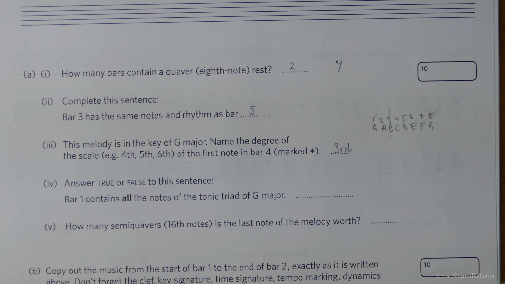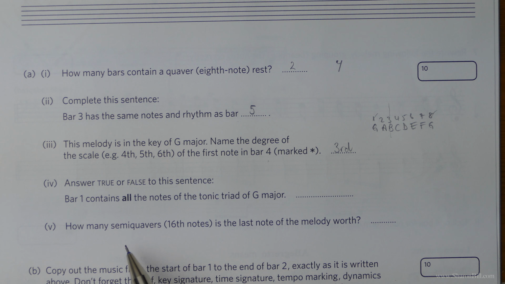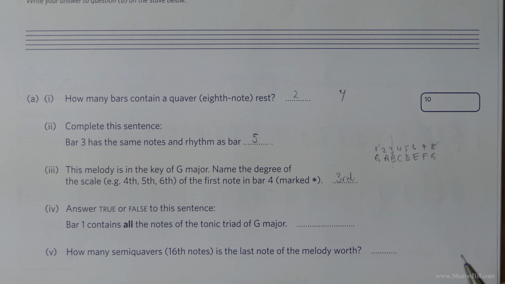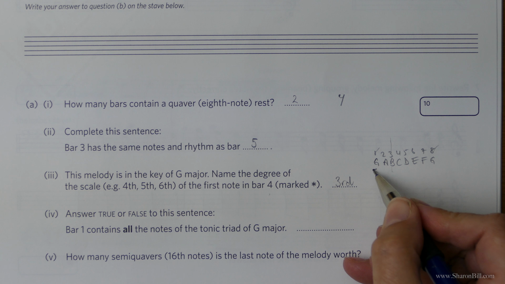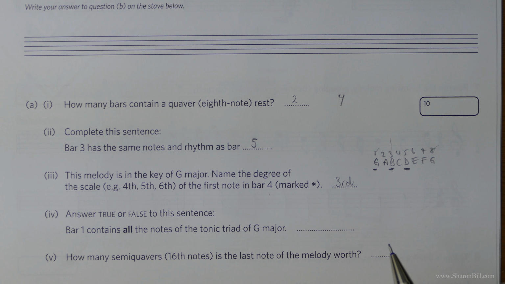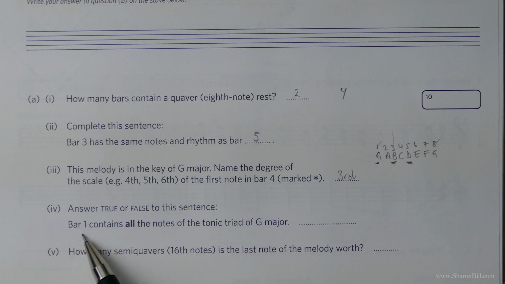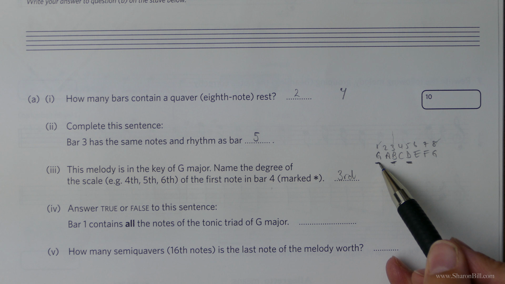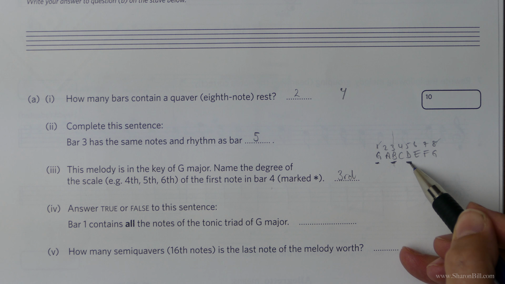Now we need to see if this statement is correct. Bar 1 contains all the notes of the tonic triad of G major. Now we've already done a little bit of the thinking for this. The tonic triad is made of the first, the third and the fifth. So the question is asking us, does bar 1 contain at least one G, one B and one D?